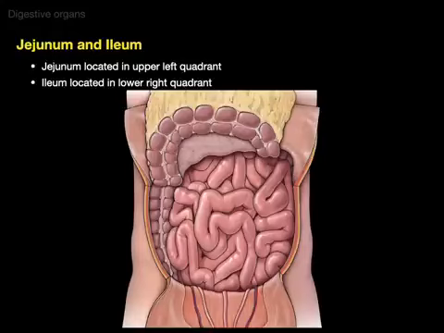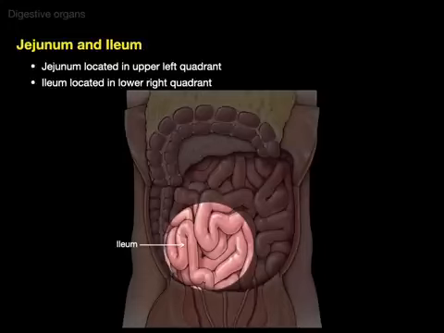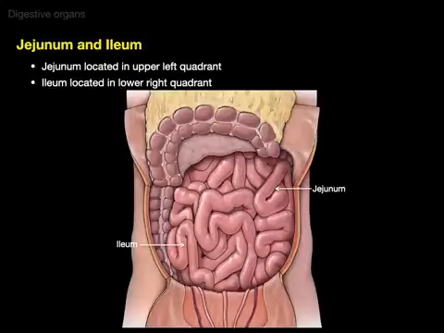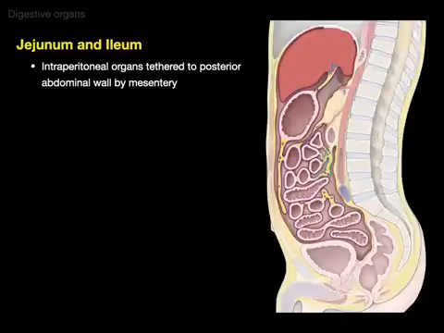The greater omentum is reflected. Upper left quadrant, primarily that small intestine you see is jejunum. Lower right quadrant, that primarily is the ileum. There we've got where they're basically located. And the jejunum and ileum are considered intraperitoneal organs, and they're tethered to the posterior abdominal wall by mesentery.